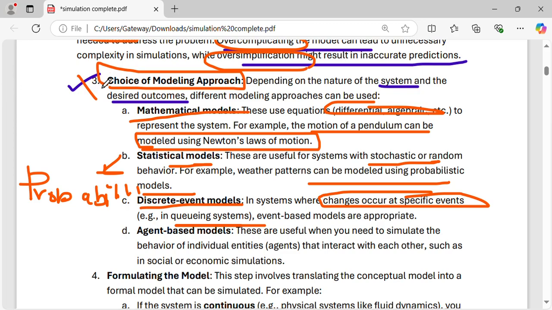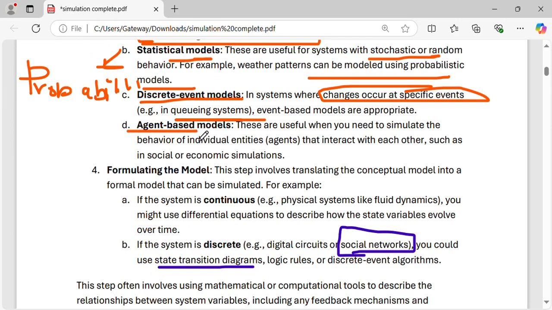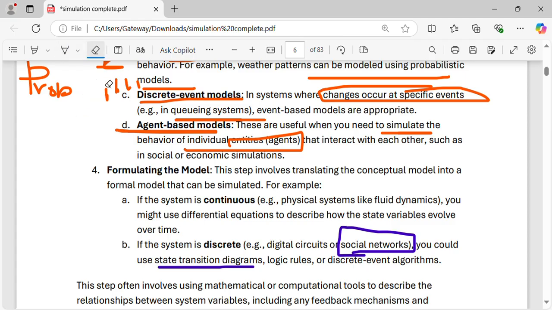We have agent-based models, which means that when you need to simulate the behavior of individual entities or agents that interact with each other, such as in social or economic simulations, right?